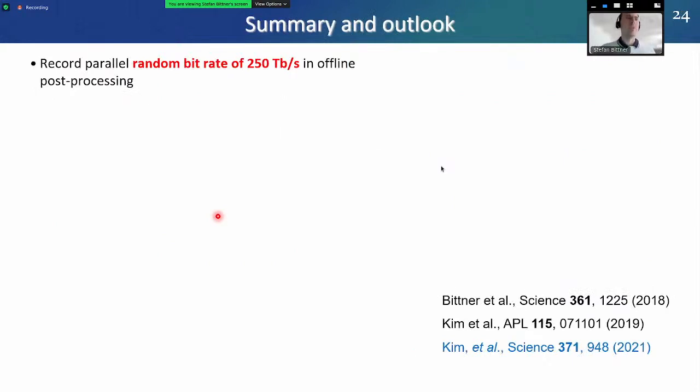So let me summarize. We demonstrated record parallel random bit generation with 250 terabit per second using offline post-processing, which is almost 2 orders of magnitude faster than the previous record.